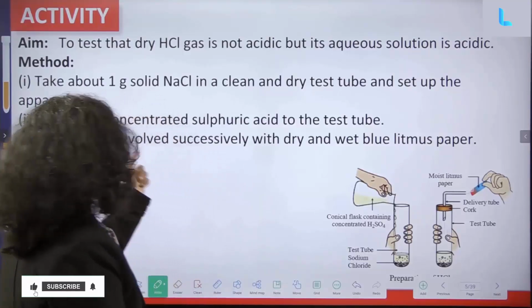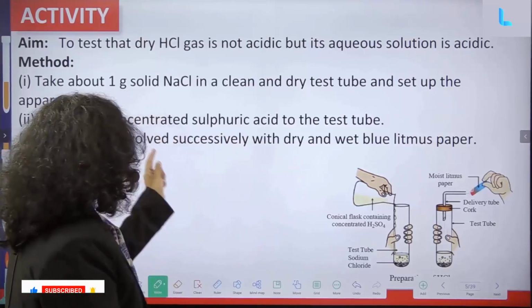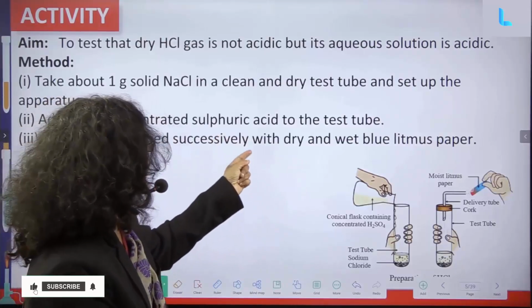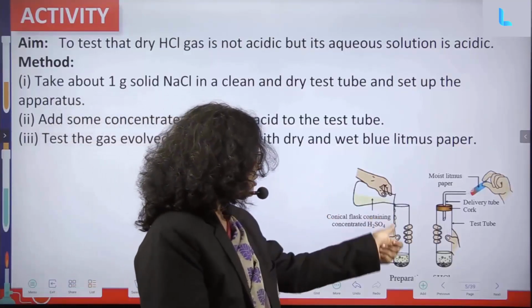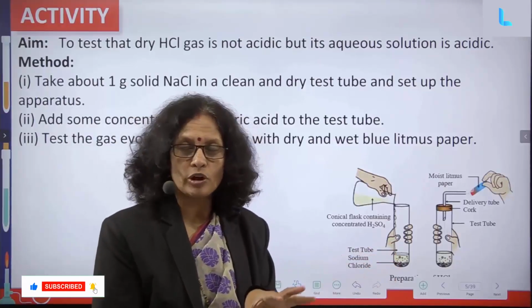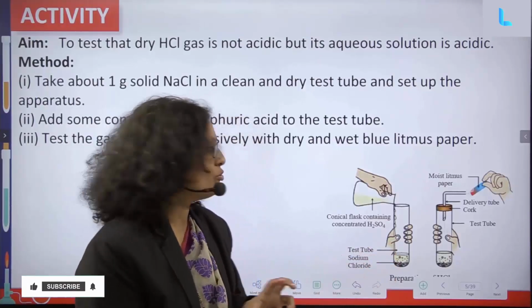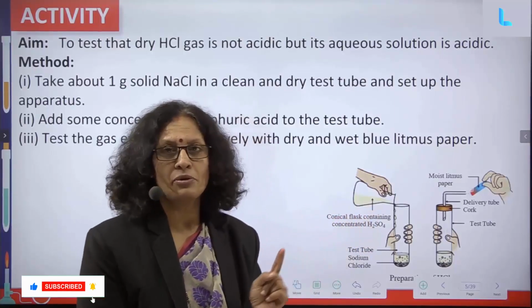Then take about 1 gram of solid NaCl in a clean and dry test tube, set up the apparatus, add some concentrated sulfuric acid to the test tube, and test the gas evolved successively with dry and wet litmus paper. What we are doing here: in one test tube we have taken sodium chloride, the table salt you use at home, and a solution can be made. Now a conical flask containing concentrated sulfuric acid.